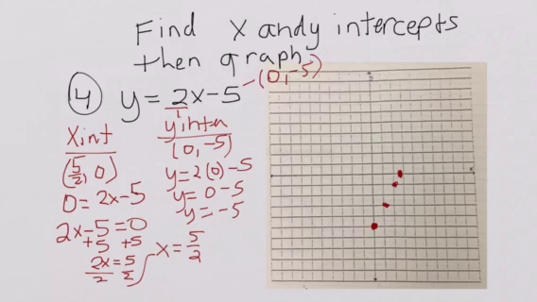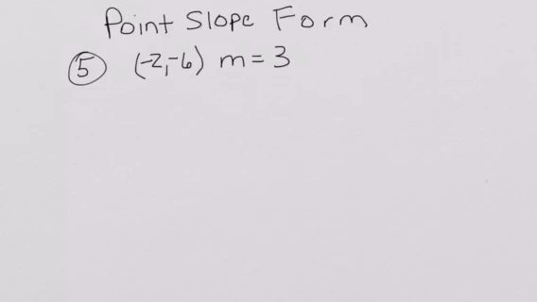And then we're going to go back to our starting point, (0, -5), go down 2 to the left 1, down 2 to the left 1. Now I have my 5 points that I can graph my positive slope line.